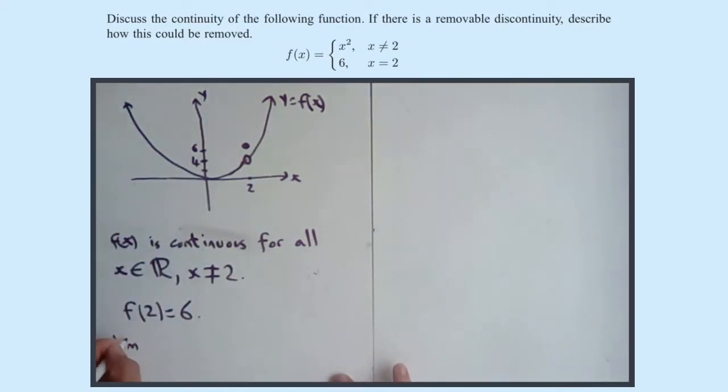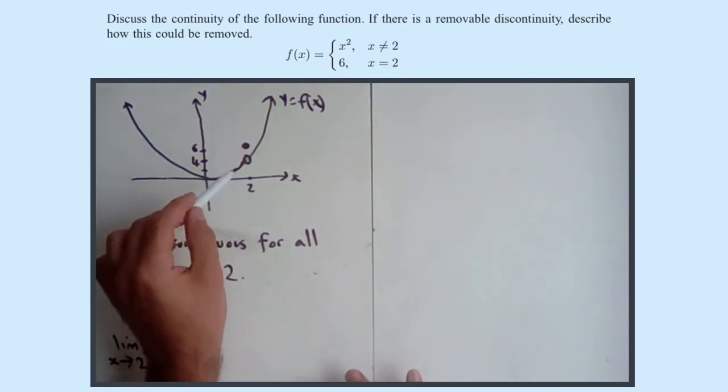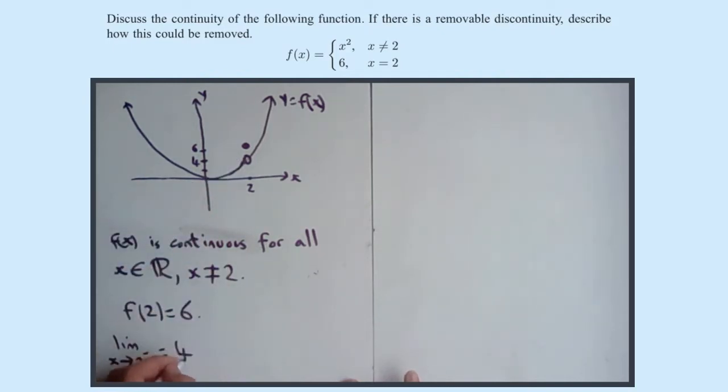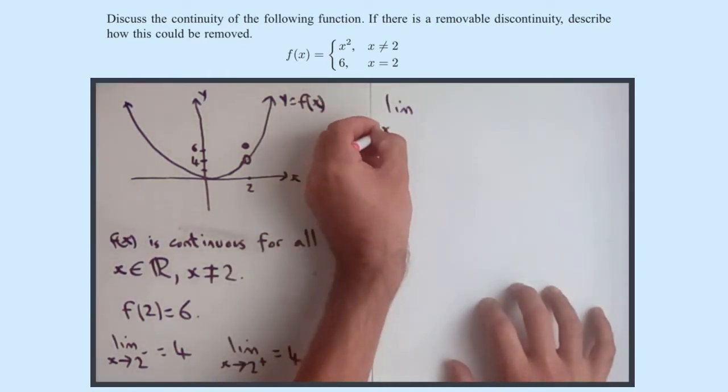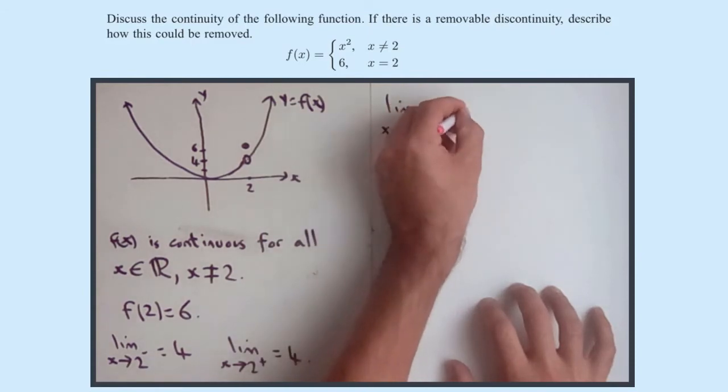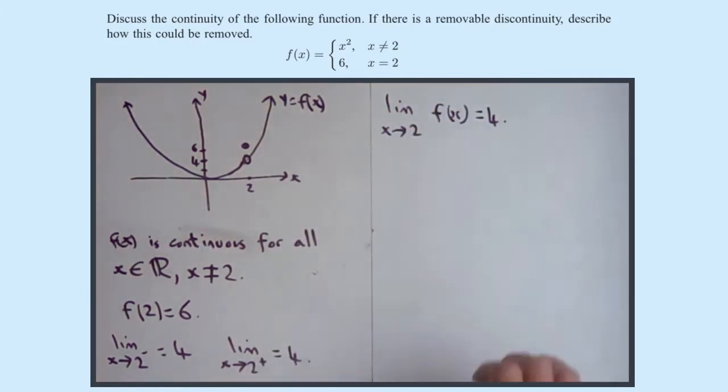So the limit as x approaches 2 from the left-hand side equals, well, as we're approaching 2 from the left-hand side, you can see that f of x is approaching 4. Let's go from the other side. The limit as x approaches 2 from the right-hand side, we're also approaching 4. So we have a limit. That's clearly showing us that the limit as x approaches 2 of f of x equals 4. So the limit exists, so that's a good start.